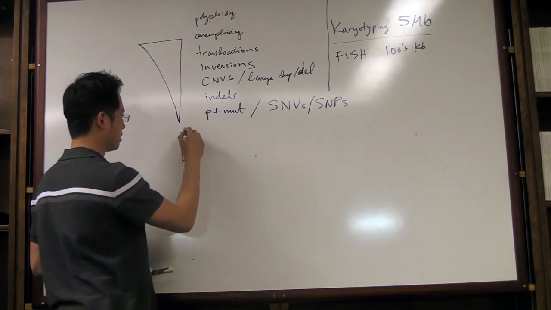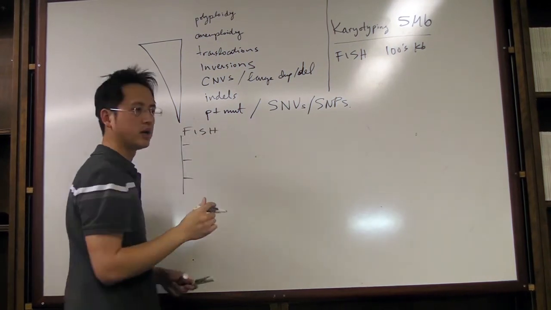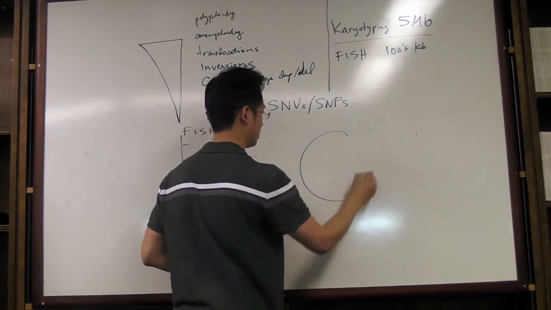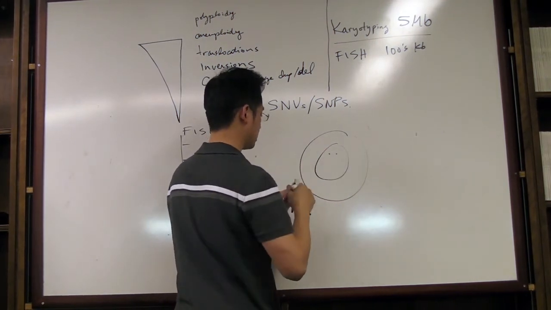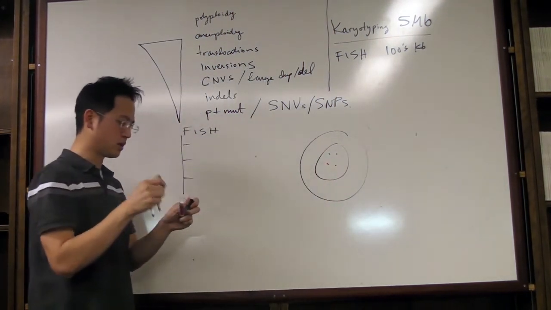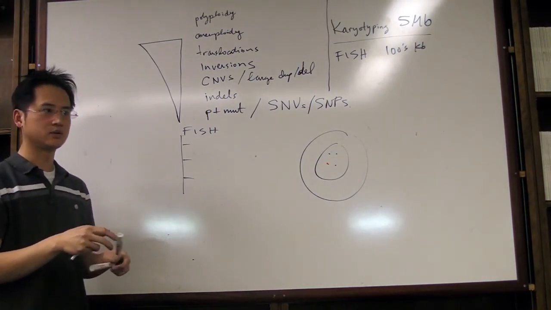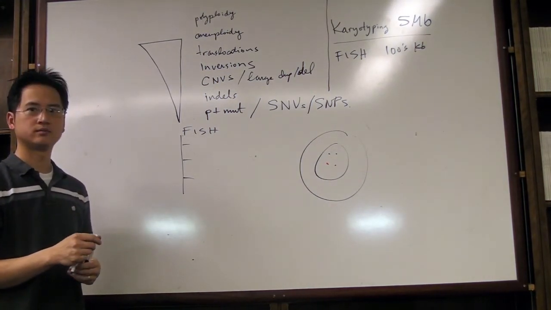There are basically 3 things, 3 readouts. So if I have a cell here, here's the nucleus, and I'm designing this assay like that. There are 3 things that you can get out of this. What's the first?